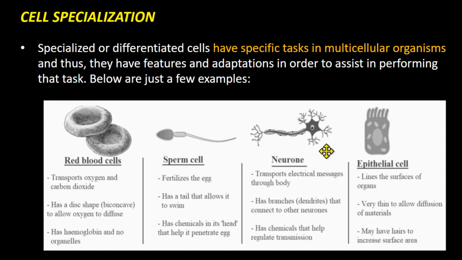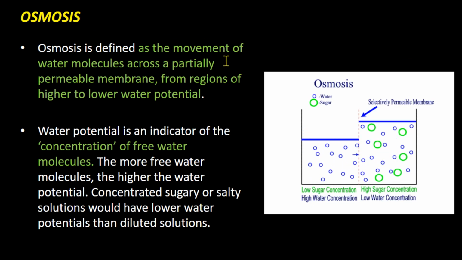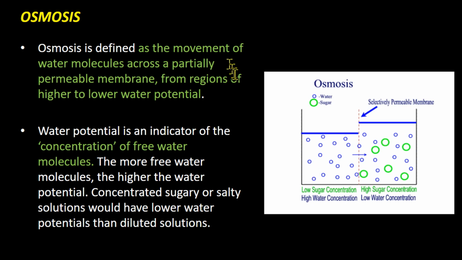This is a neuron. The neuron transports electrical messages or impulses through the body. It has dendrites or branches that connect to other neurons, and it has chemicals that help regulate transmission. These are called neurotransmitters. Here we have an epithelial cell, and these line the surfaces of organs. They're usually very thin to allow diffusion of materials, and they may be ciliated, or may have hairs, to increase their surface area.